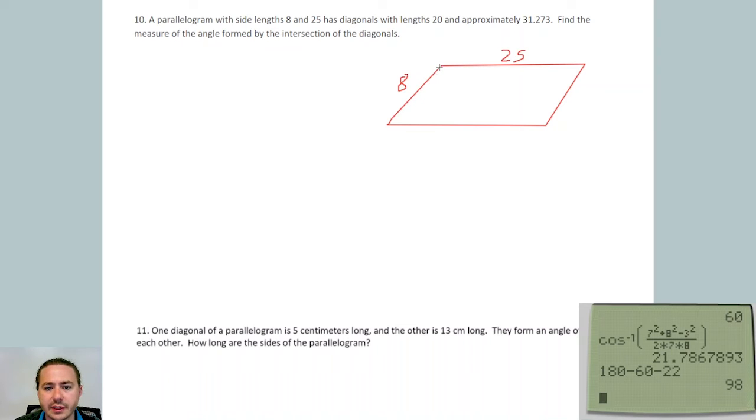It says the diagonals are 20 and a little over 31. So this one is going to be the 20, the shorter diagonal, and then the longer diagonal is 31.273.